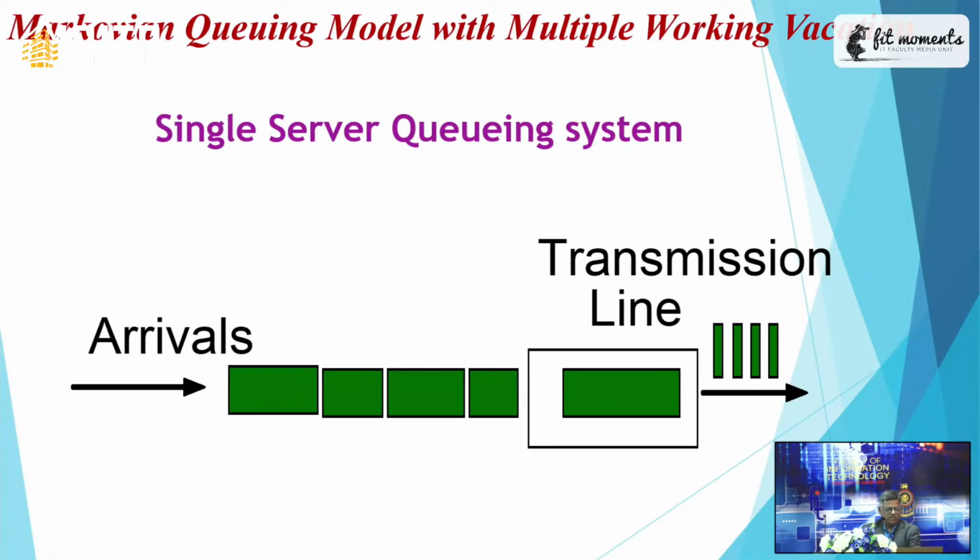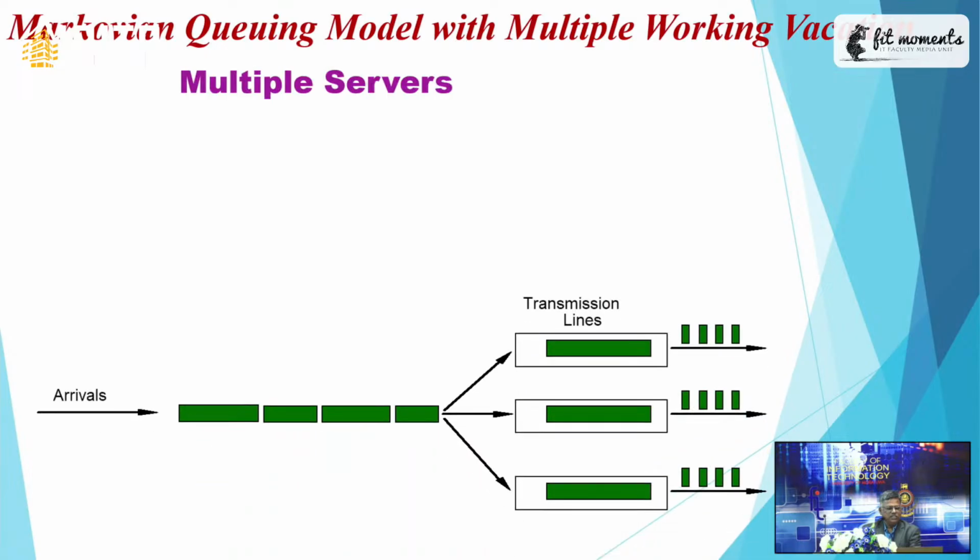Single server queuing system. This is multiple server queuing system. Single server means only one server. Multiple means there is more than one.